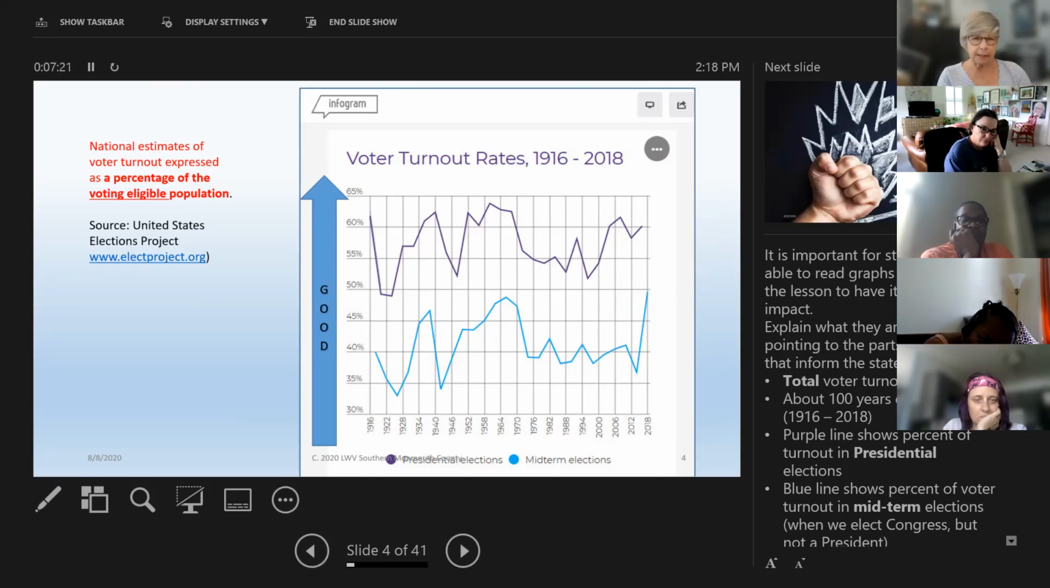In 2018, the participation in the election shot up again. And yes, there were issues in our nation at that time. So if you had a trend line, what might you expect to have happen on that graph in the 2020 election?